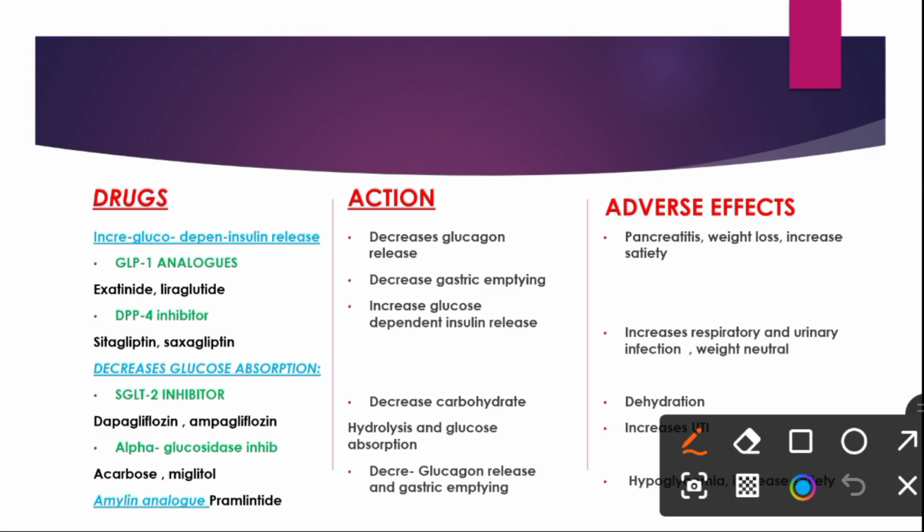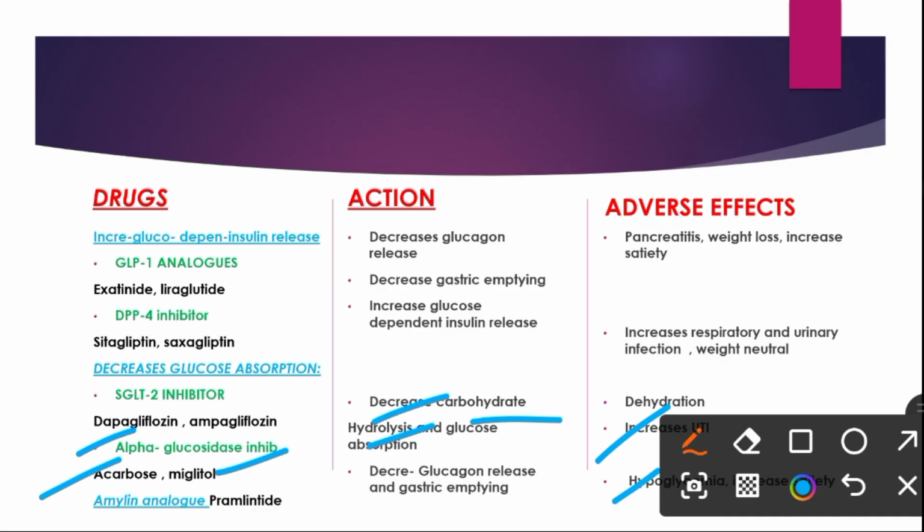Next one, in the decrease in glucose absorption drugs, include alpha glucosidase inhibitors. This is an enzyme found at the level of the intestinal brush border, and this enzyme causes the breakdown of complex carbohydrate and increases glucose absorption. So when we inhibit this enzyme, there will be no hydrolysis of the carbohydrate, and there will be a decrease in carbohydrate hydrolysis and its absorption. They include acarbose and miglitol. And the alpha glucosidase inhibitors also cause dehydration, increased risk of UTI, and similarly they also cause hypoglycemia.